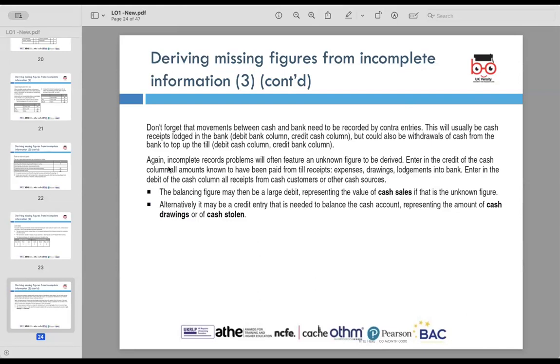Understanding these concepts is essential for recording and reconciling cash and bank transactions effectively and addressing challenges posed by incomplete financial records.